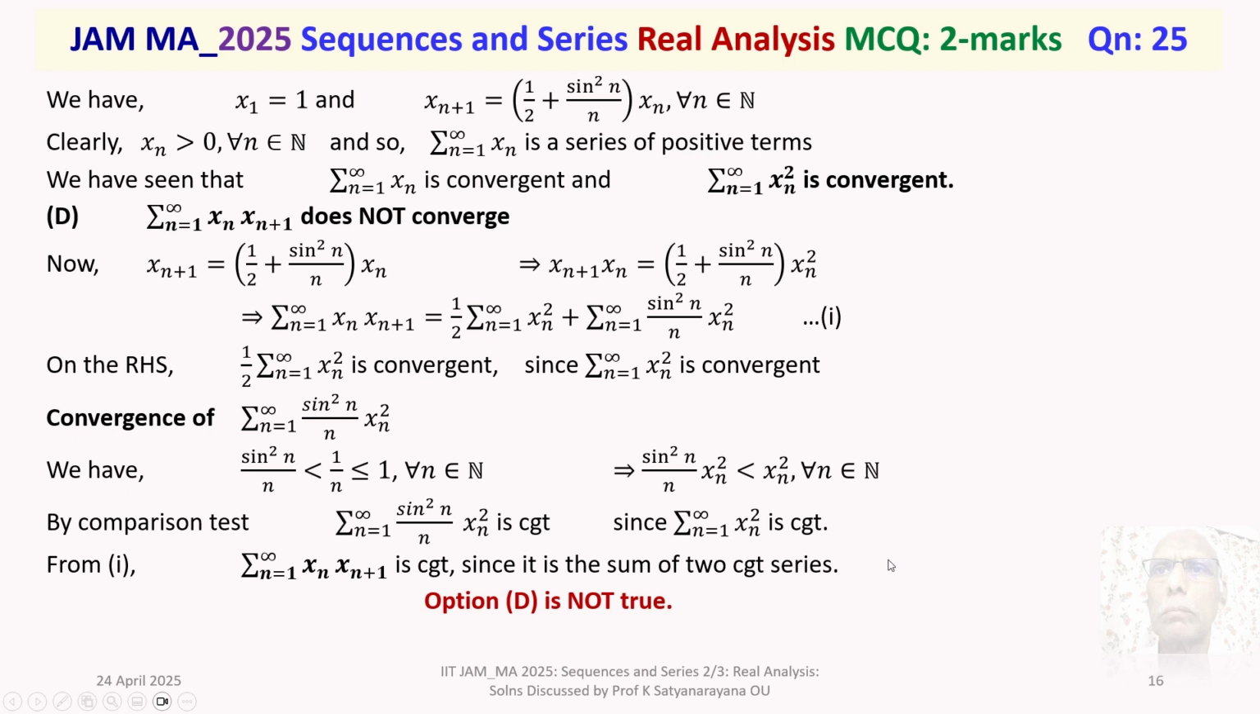So option C is not true, option D is not true. The only option that is true is option A. So the answer to this question is option A. That is the detailed discussion of the solution of this problem. And in this video, we have discussed 3 questions. They are looking very good.